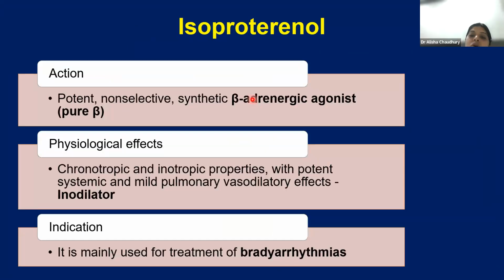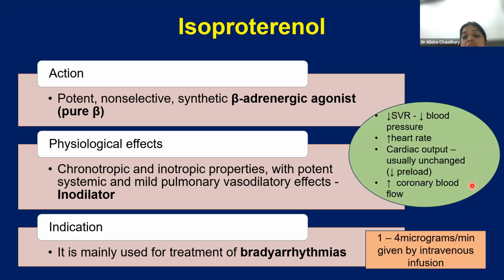And one more drug is isoproterenol, or isoprenaline. You must have heard most of the time that when heart rate is low, start isoprenaline. In that spectrum, it is actually a pure beta action. There is no alpha action at all. It is non-selective in the sense that it acts on both beta-1 and beta-2. So it is a potent non-selective synthetic beta-adrenergic agonist, and it has both chronotropic and inotropic properties. That is why there is an increase in heart rate, and some systemic, very mild pulmonary vasodilatory effects. That's why it is an inodilator.